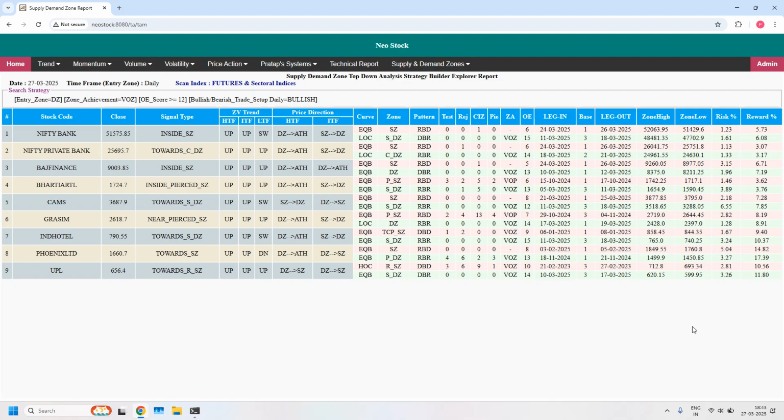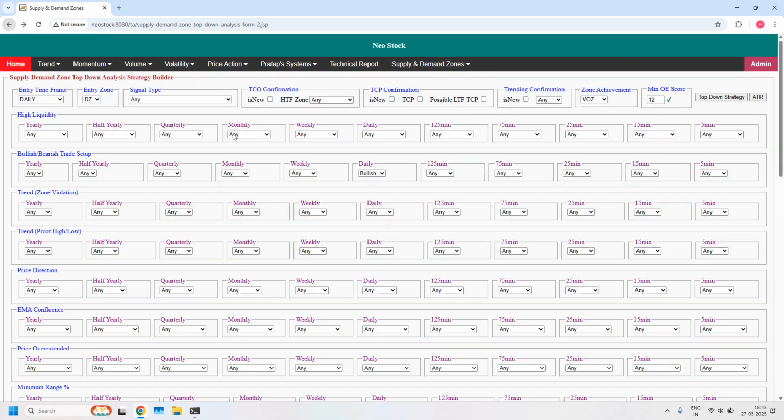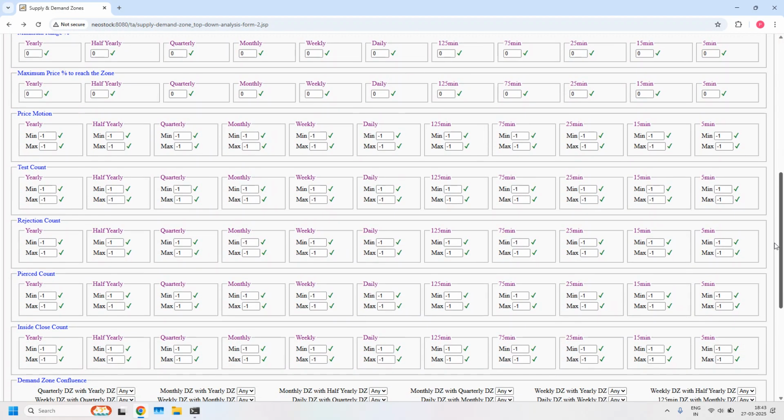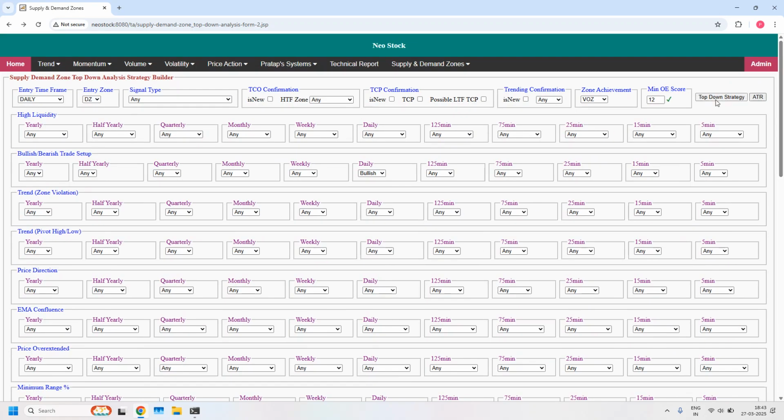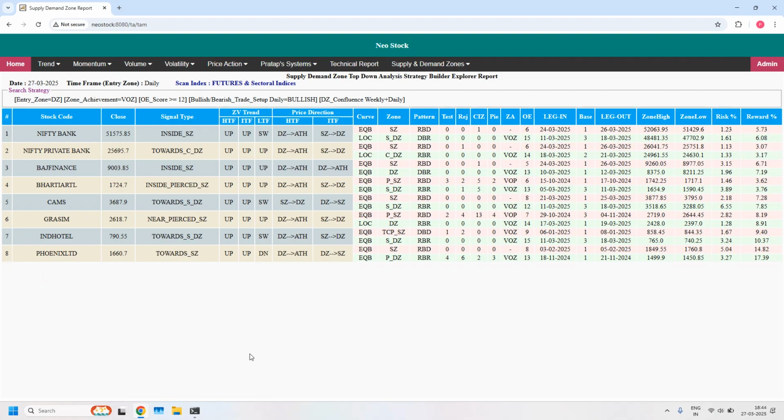Okay, out of these 9, let us identify high probability trade setup supported stocks based on the zone confluence. We can further filter based on LTF, ITF demand zone confluence. LTF is daily, ITF is weekly. So in the demand zone confluence, I am enabling the filter daily demand zone with weekly demand zone confluence. By applying this filter, now we got 8 stocks. In these 8 stocks, these daily demand zones are overlapped with weekly demand zone. And weekly trend is up in all these stocks.